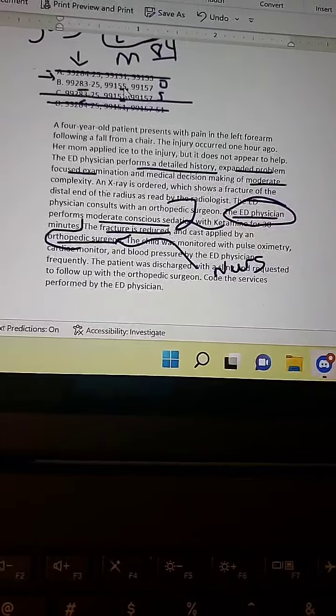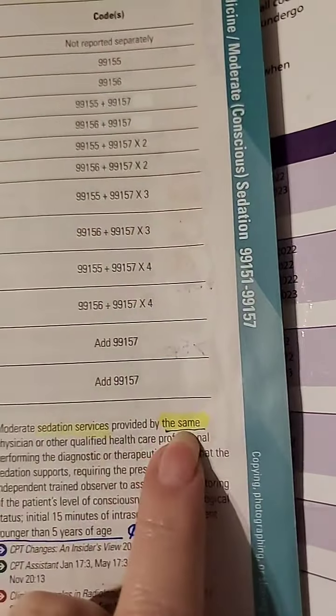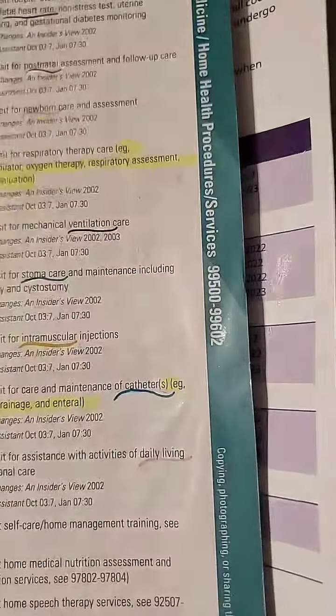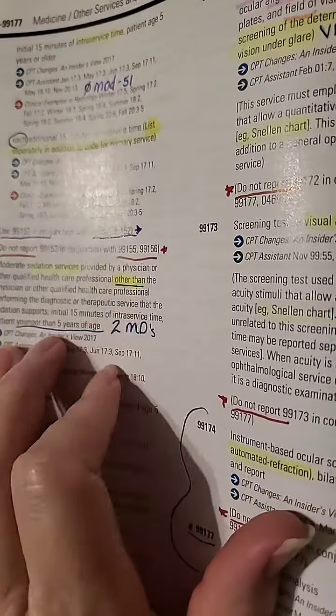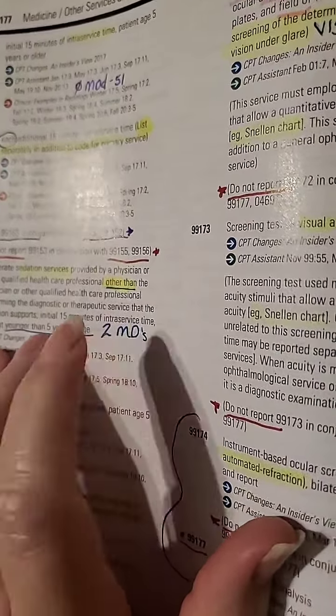It's okay if you have your notes. You've got your stuff highlighted, same MD, and then we've got our other one where it says other MD. You just need to have your notes written, 2 MDs. Yep.